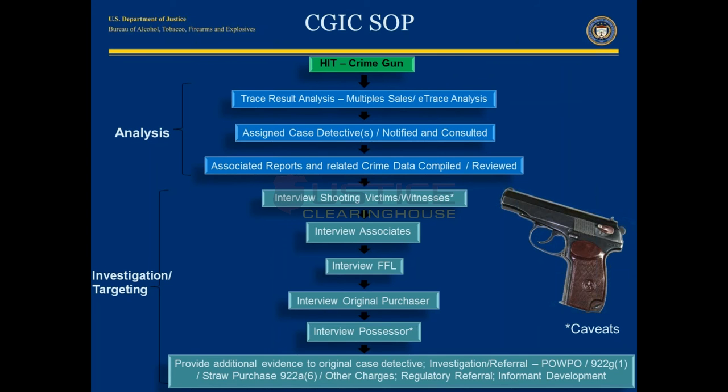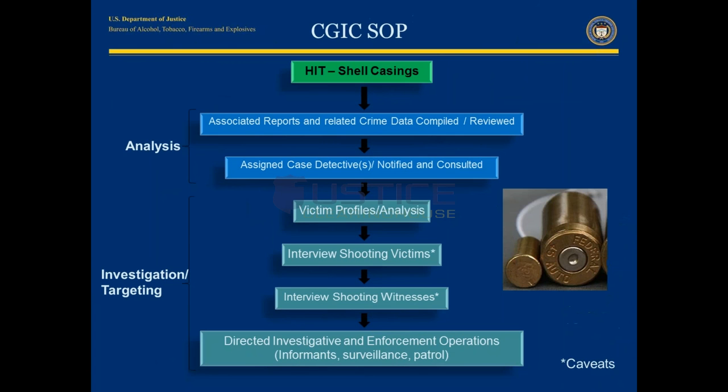This is the Denver Crime Gun Intelligence Center SOP for shell casings. Very similar to the pistol. Again, all associated reports are compiled and reviewed. It goes through our triage system. If it is a case that we deem appropriate or that warrants further investigation, our team will again consult with the assigned detectives.